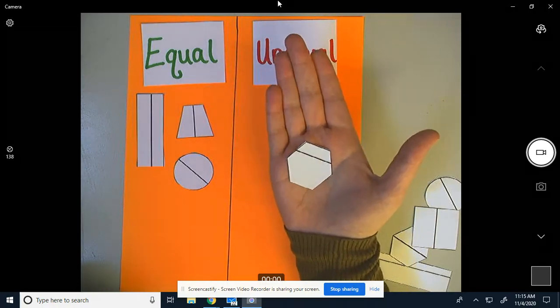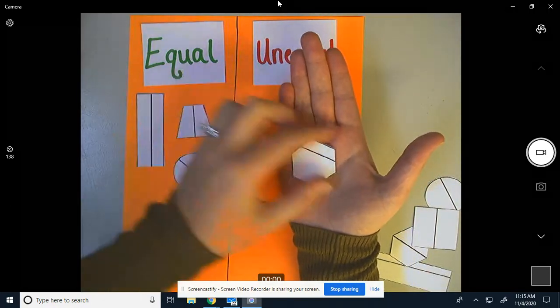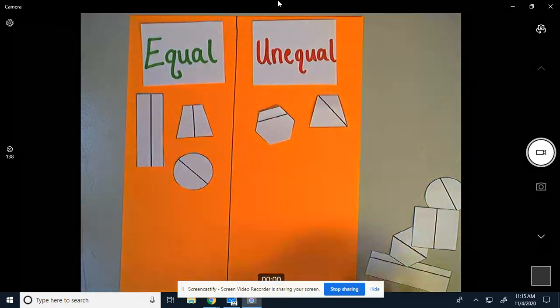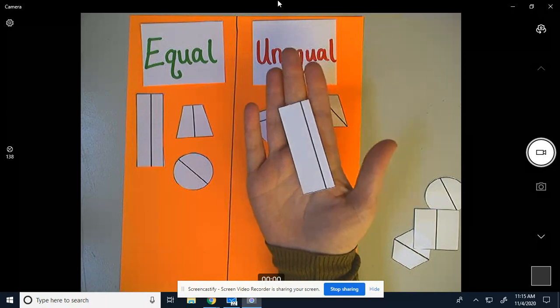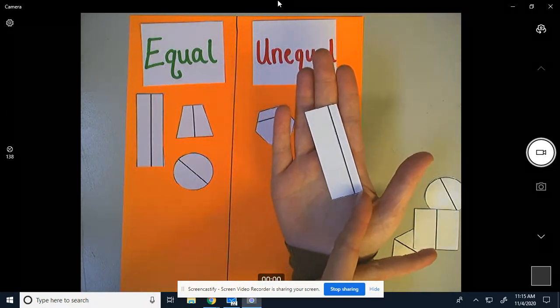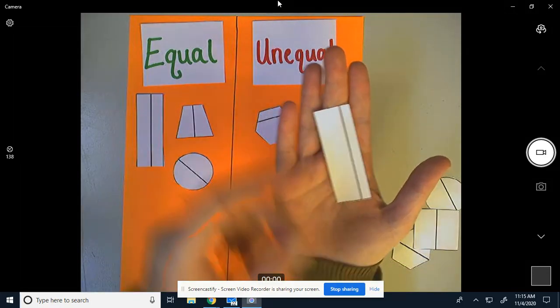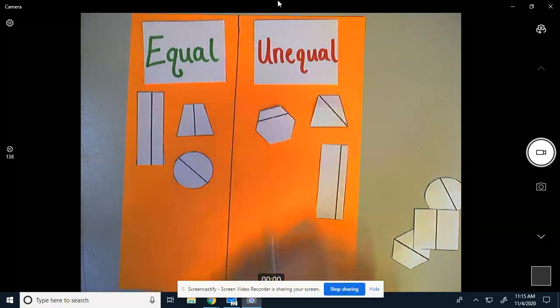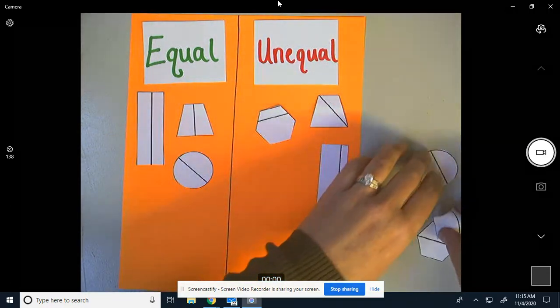Okay, this one's cut into two pieces. Is this piece the same size as this piece? Nope, it's not, so it's on the unequal side. How about this one? Would you want to get this much of a candy bar if someone else was getting this much? No, so those are unequal. They don't have the same size pieces. How about this one?